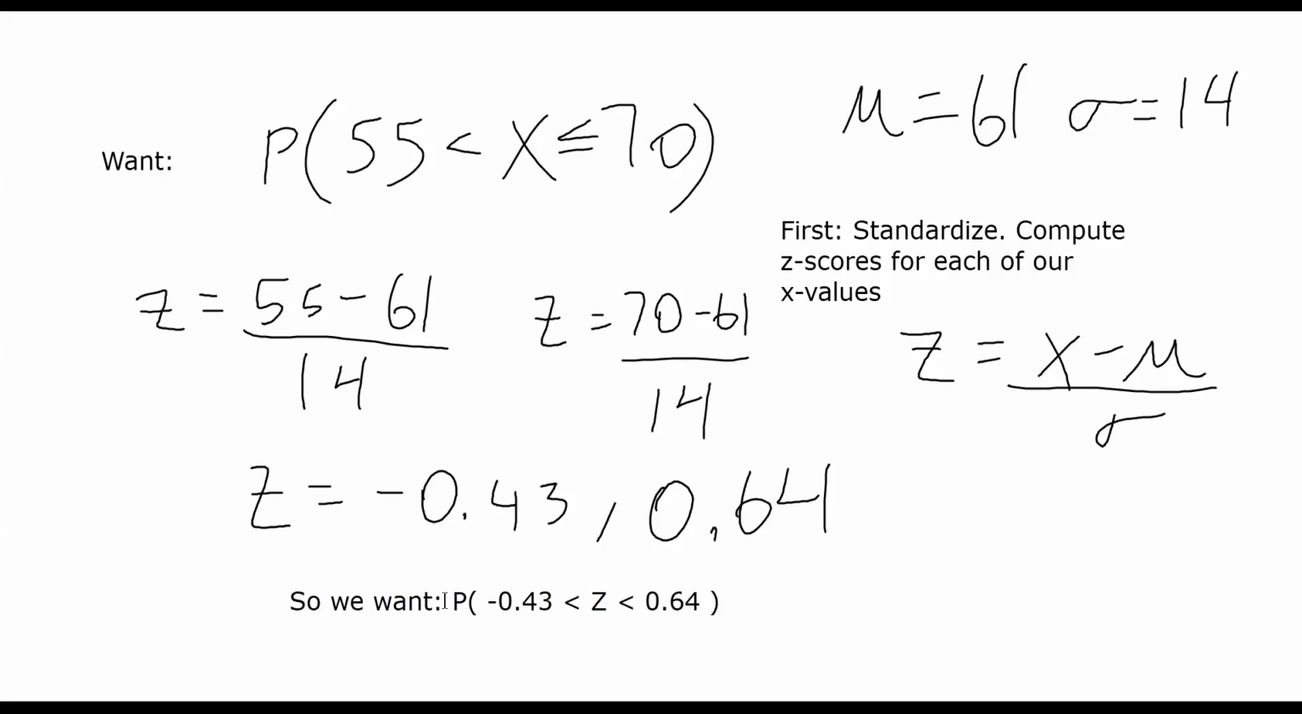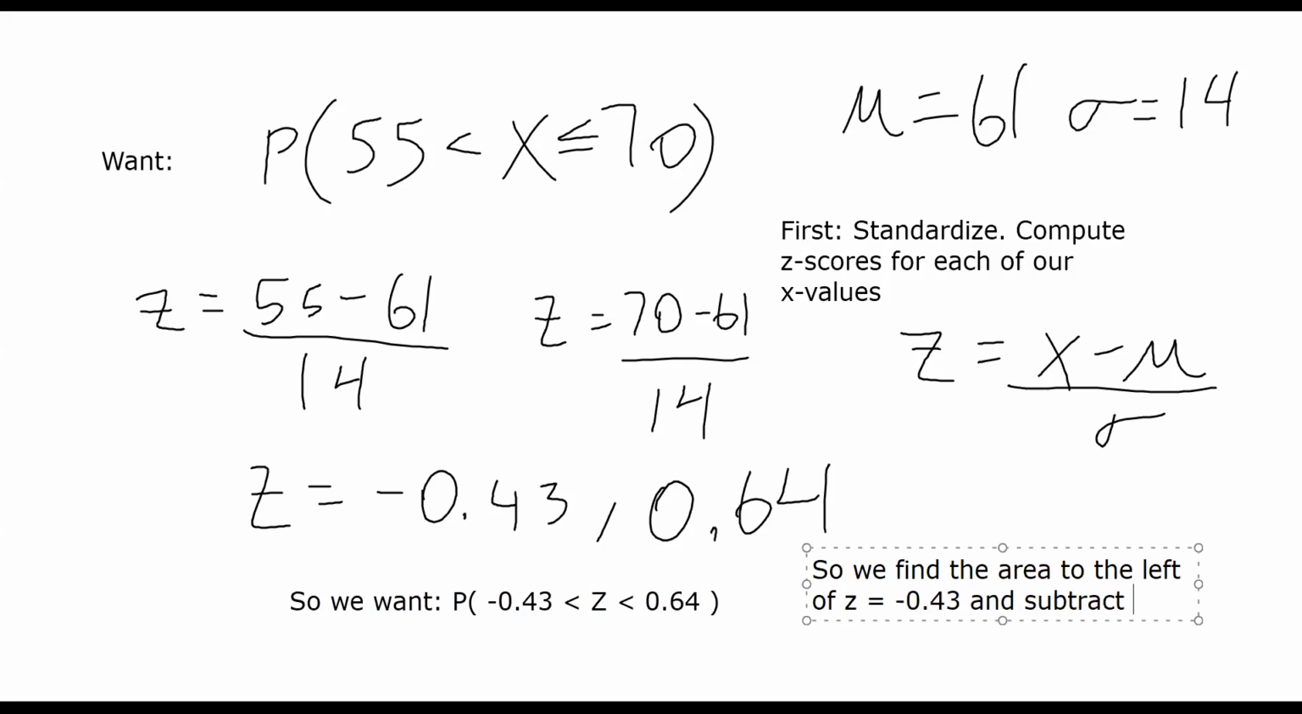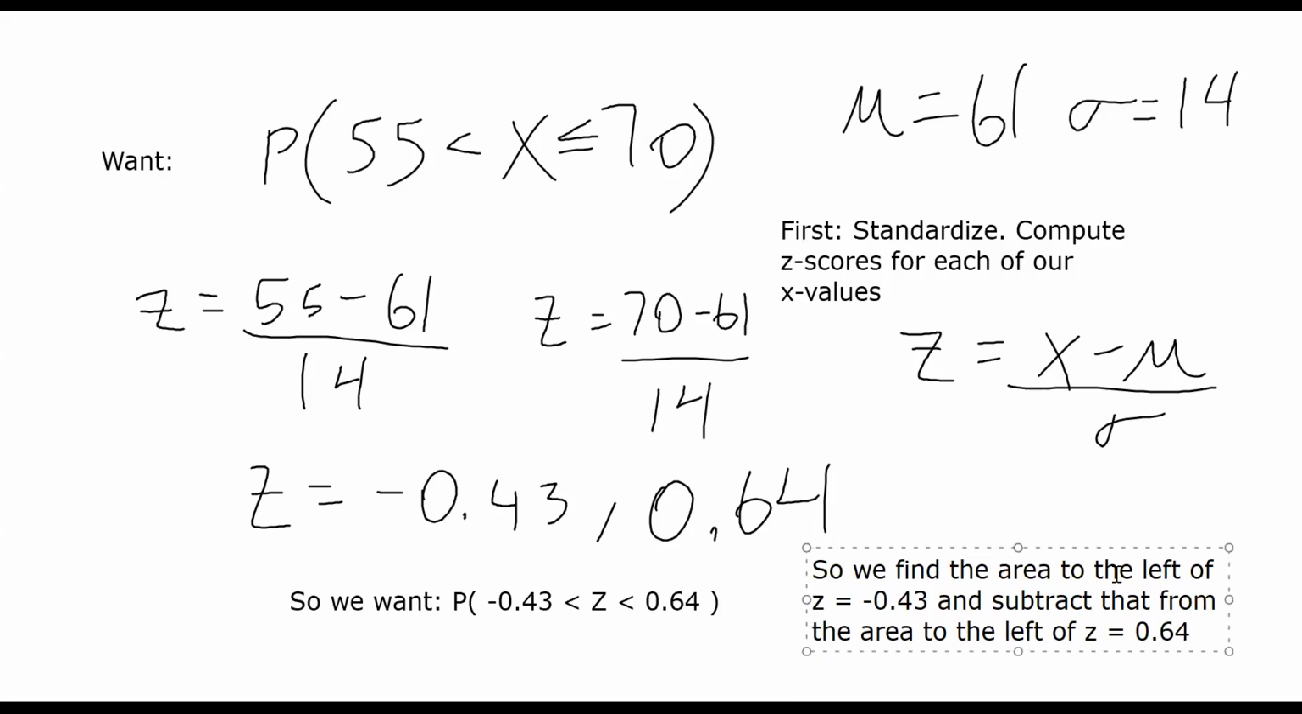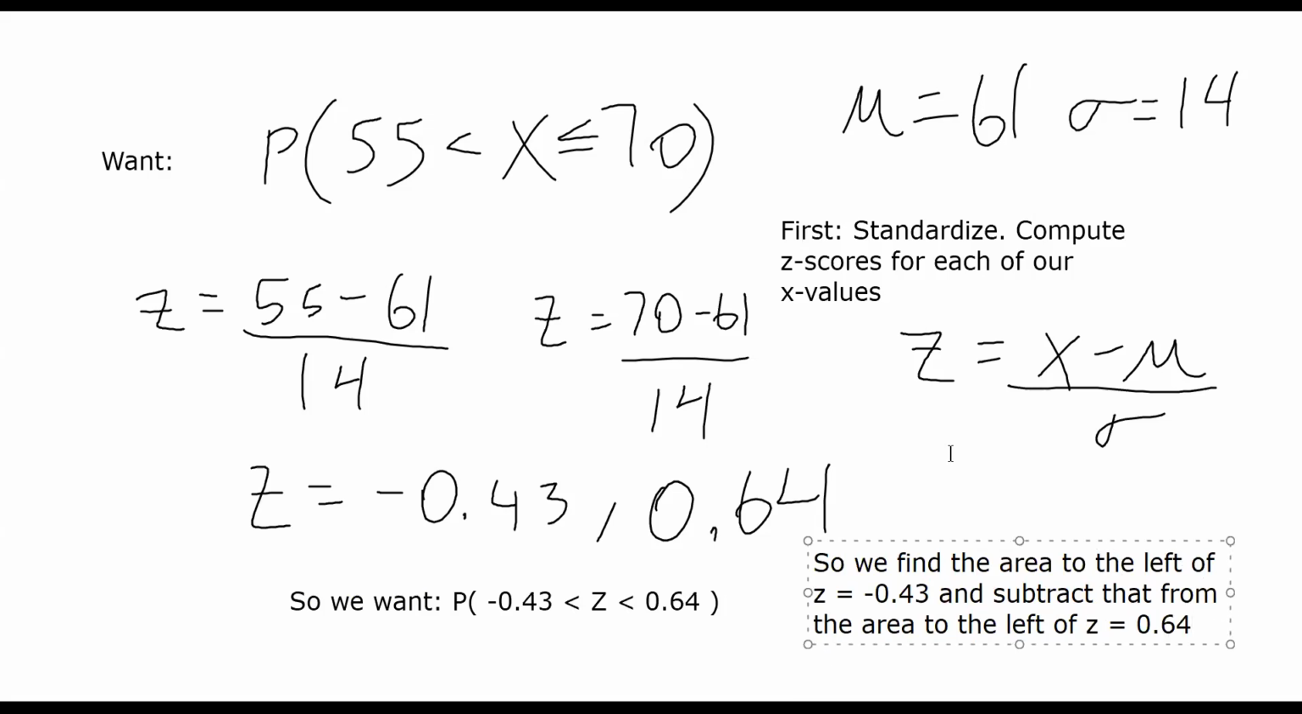This probability statement is essentially equivalent to this probability statement. So we find the area to the left of z equals -0.43 and subtract that from the area to the left of z equals 0.64. That is our process. So let's go back here.